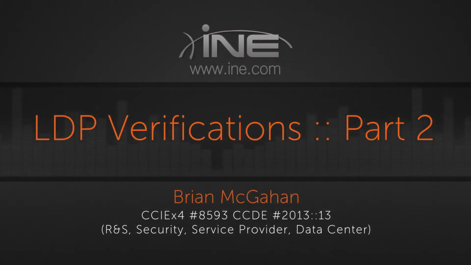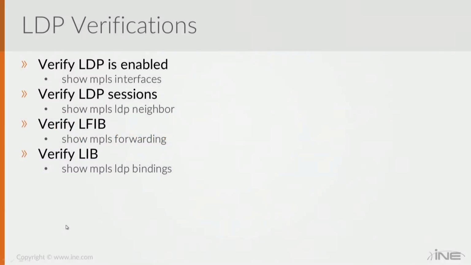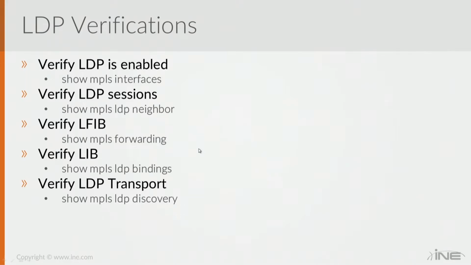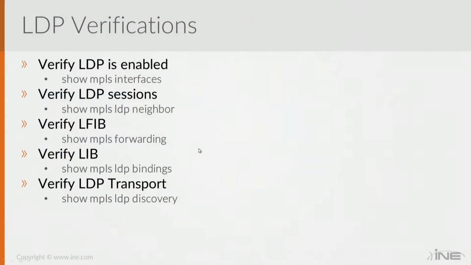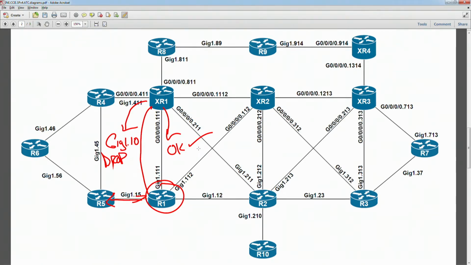Now, some other verifications besides just looking at the neighbors, looking at the show MPLS forwarding table. If we look at the show MPLS LDP discovery, this is going to tell us if we have any type of issues in the transport between the neighbors. So let's say, for example, that we forget to advertise our loopback into LDP. Or excuse me, not into LDP, but into IGP.